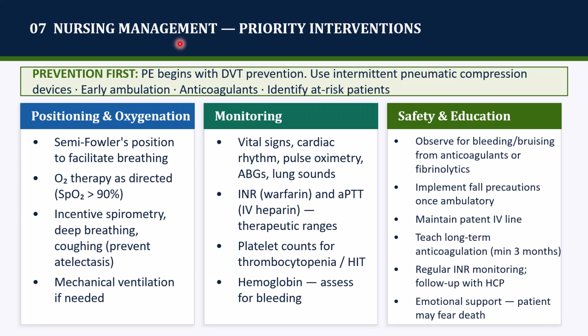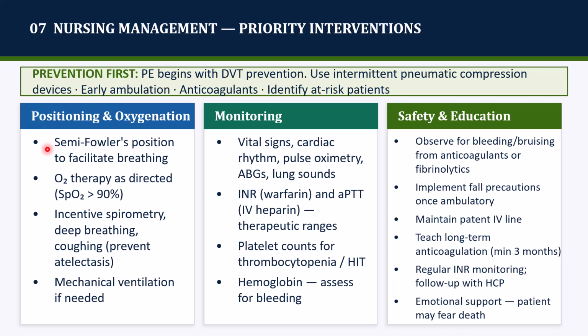This is the slide that's most directly going to serve you as a bedside nurse and as an NCLEX test taker. Let's go through nursing management systematically. Prevention first. Here's a key principle: the best treatment for PE is prevention. PE begins with DVT prevention, so your nursing priorities for at-risk patients, post-op, immobilized, obese, include applying intermittent pneumatic compression devices, getting patients up and moving as soon as safely possible, administering prophylactic anticoagulants as ordered, and identifying at-risk patients early in their hospital stay.